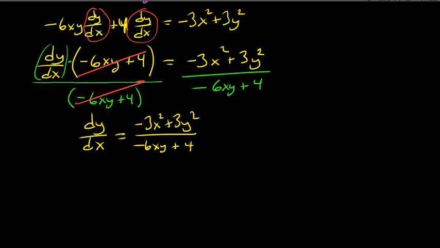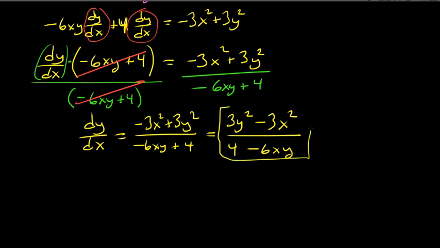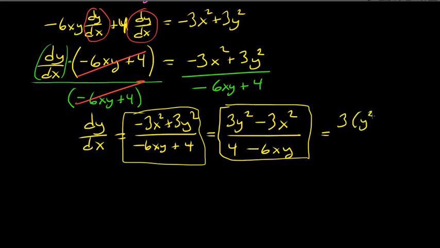And I don't see what else we can do. Of course, there's many ways we could write this. I would pull the positives in front. I would write this as 3y squared minus 3x squared over 4 minus 6xy. You know, that's the optimist in me. I like the positives in front. Right. So this is fine. Obviously, you could also leave it like this too. Or if you want, you can factor out the 3 as well. And in the denominator, you can also factor out a 2.